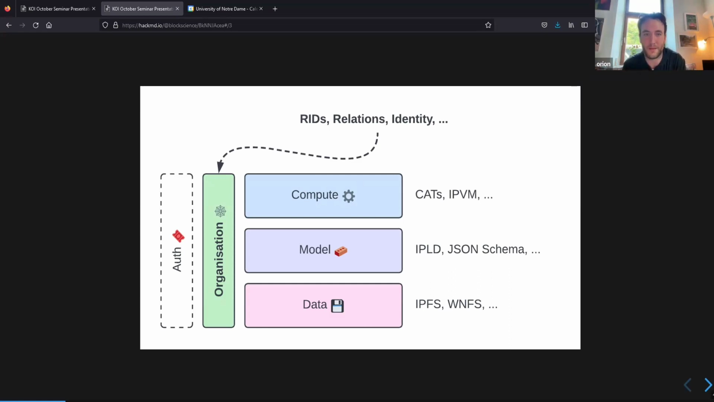Yeah, and we think that RIDs and identity and relations and some of this work is a good stab at some really important aspects of what it means to make digital systems organizable.